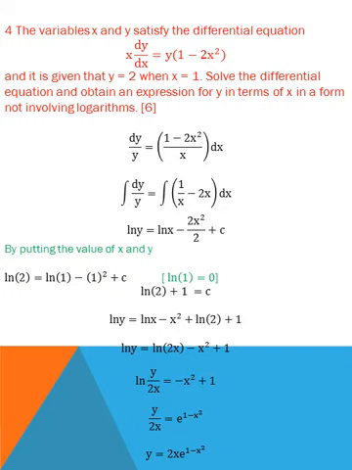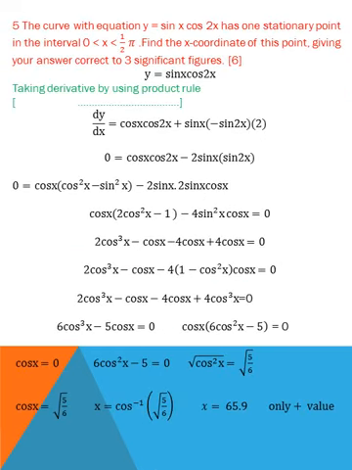Now I change this ln form into index form. The base of ln is always e. When I use the index form, then y over 2x is equal to e power 1 minus x square. Then y is equal to 2x into e power 1 minus x square.